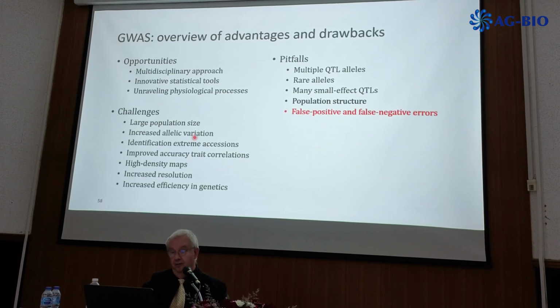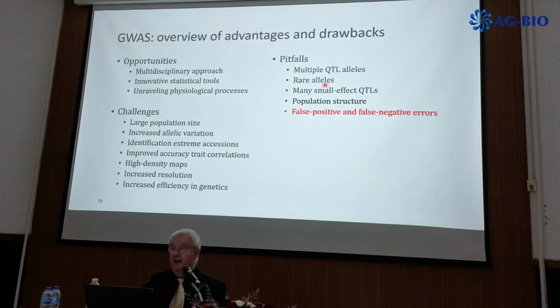panels with a lot of different varieties or cultivars. So you need to identify the extreme accessions, both domesticated and wild, and you improve the accuracy of trait correlation. And you need high density maps, if you make the correlation with the QTL mapping, increase resolution, and increase the efficiency in genetics. The pitfall, and that is what we're going to discuss now in a while, there are several things you have to keep in mind, that you have multiple QTL alleles, the same as I mentioned to you in the QTL mapping.